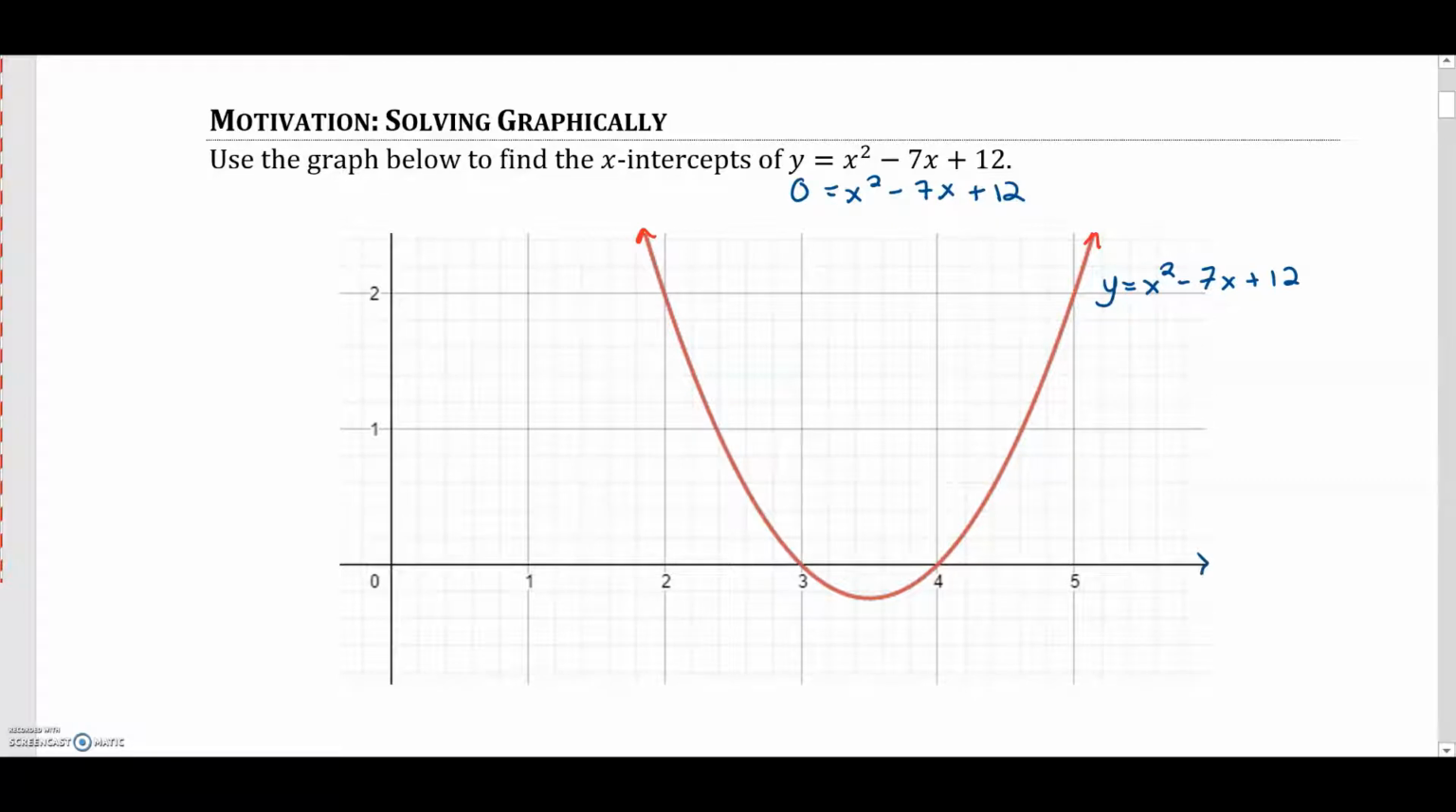Labeling our x and y axes, we can see where our graph crosses the x-axis at our x-intercepts. And by visual inspection, we can see that they pass right on the grid lines where x is equal to 3 and x is equal to 4. And we can list these coordinates as (3, 0) and (4, 0). Therefore, there are solutions at x equals 3 and x equals 4.